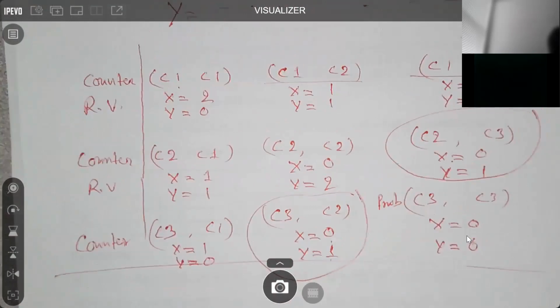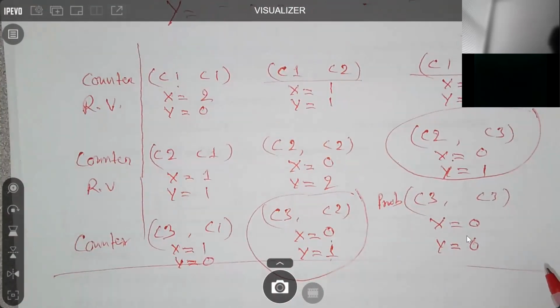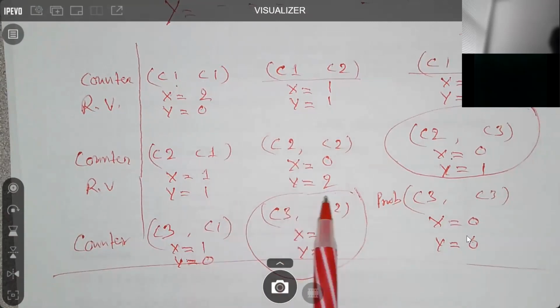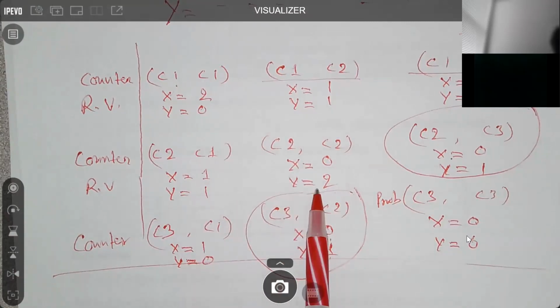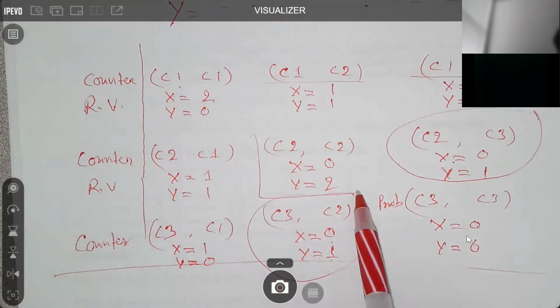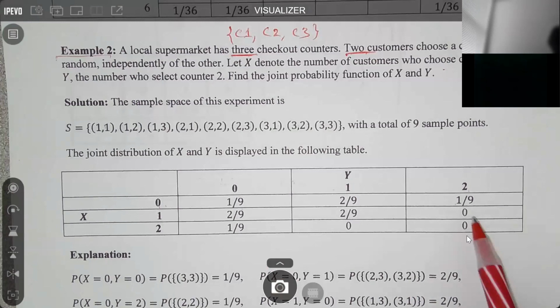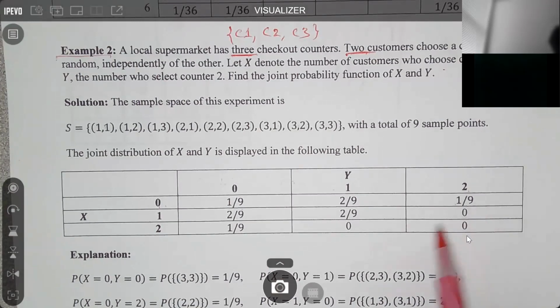Now, the probability that X equals 0, Y equals 2. Where is it? X equals 0, Y equals 2 is this one here, right? Is there any other case? No, right? So you have 1 over 9. You see, in that way you have this joint probability function here, right? Joint probability function.